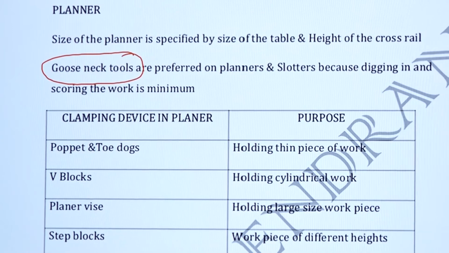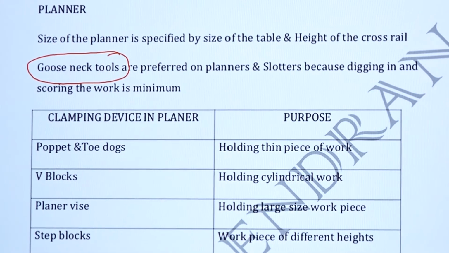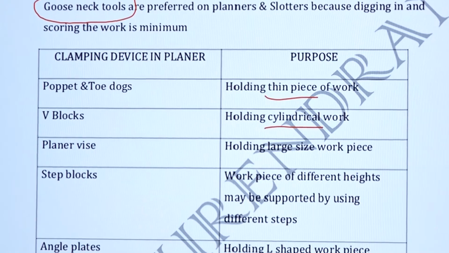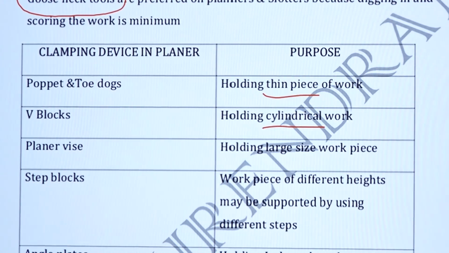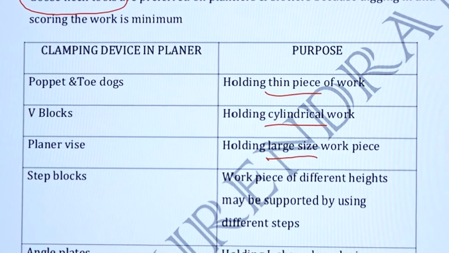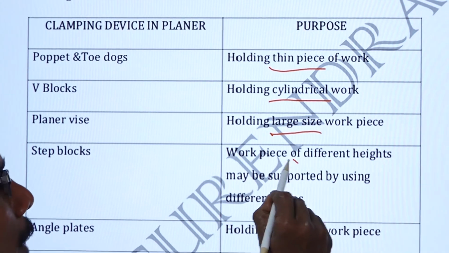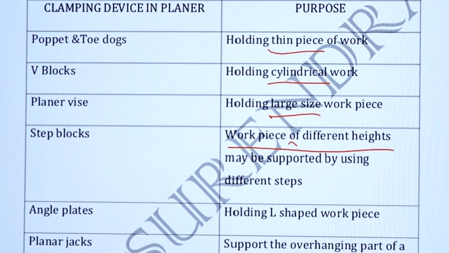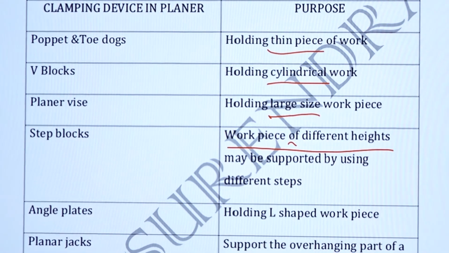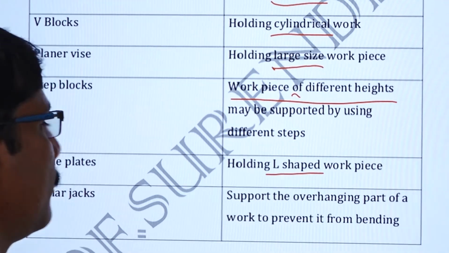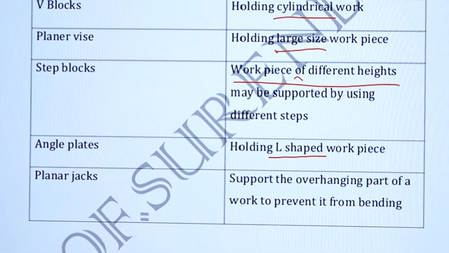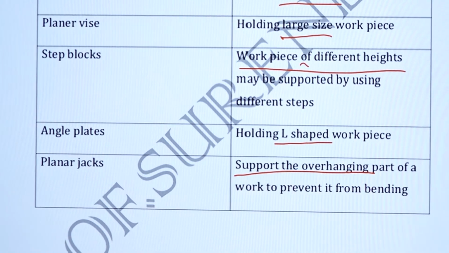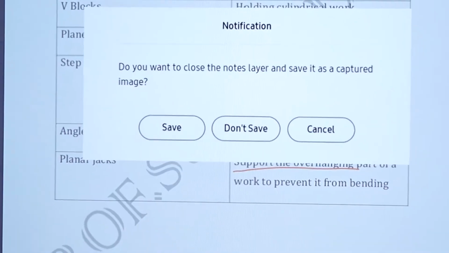Clamping devices on the planer: puppet and toe dogs are used for holding thin pieces, and V block is used for cylindrical work. For large size work we use the planer vise. Step block is used to hold workpieces of different height. Angle plate is used for holding L-shaped workpieces. Planer jack is used to support the overhanging part. So these are some of the planer work holding and clamping devices.